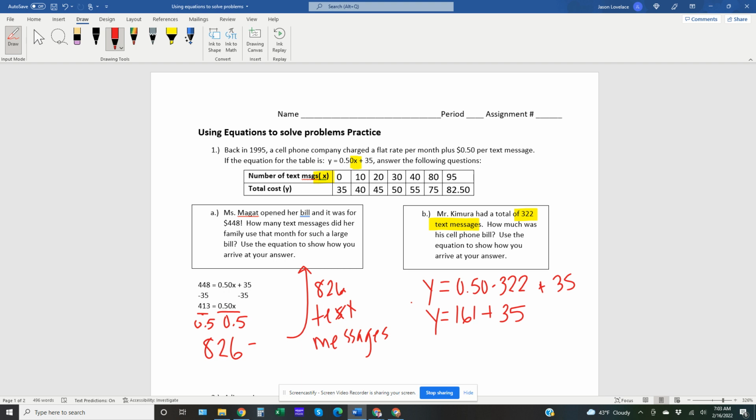So this means that altogether, Mr. Kimura is spending $161 just for the text messages. He sent 322 texts at 50 cents per message, which means altogether it's $161 just for the texts. But then we need to add in that $35 fee. And so his total cost, y, is going to be equal to $196.